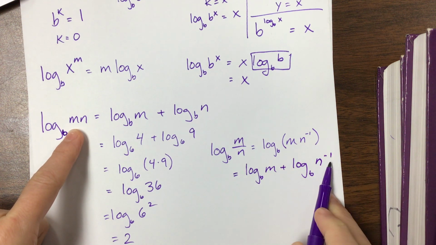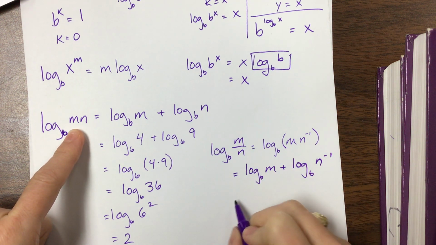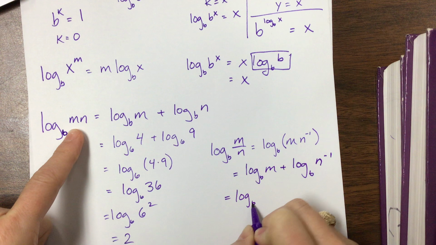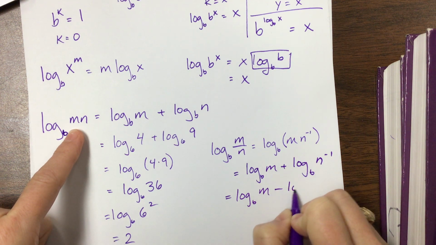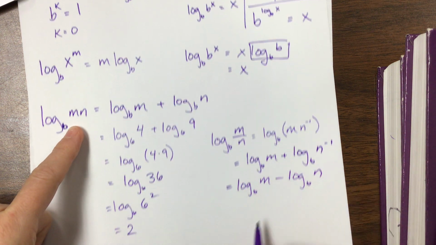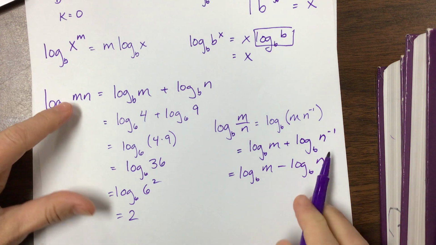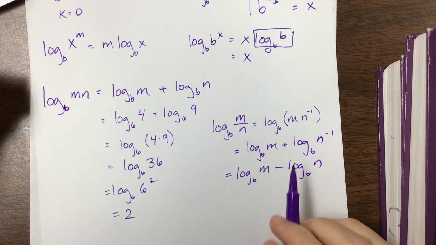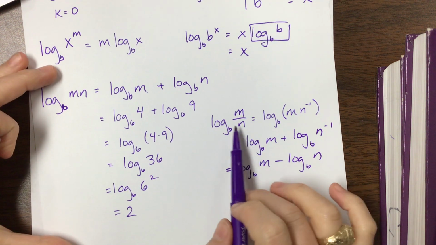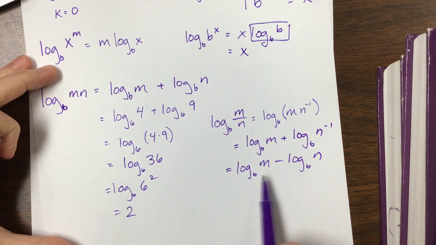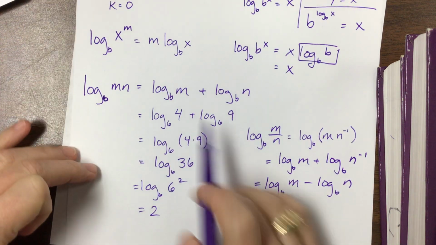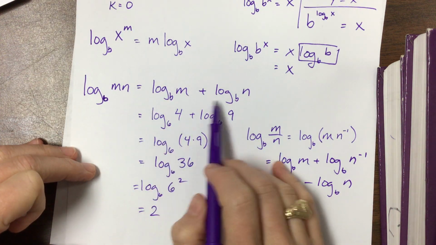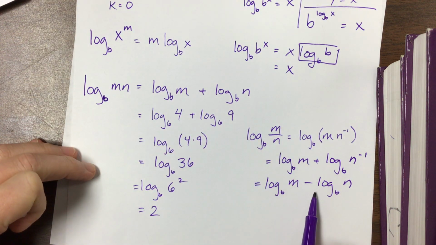But then what did we say about the exponent? Well, the exponent can come out in front. So this is log base b of m minus log base b of n. And to be honest with you, I didn't realize this bit right through here until I'd been teaching for a few years. So the easy thing to remember is that when you're dividing here, they can split apart with subtraction. When they're multiplying, they split apart with addition. When they're dividing, they split apart with subtraction.